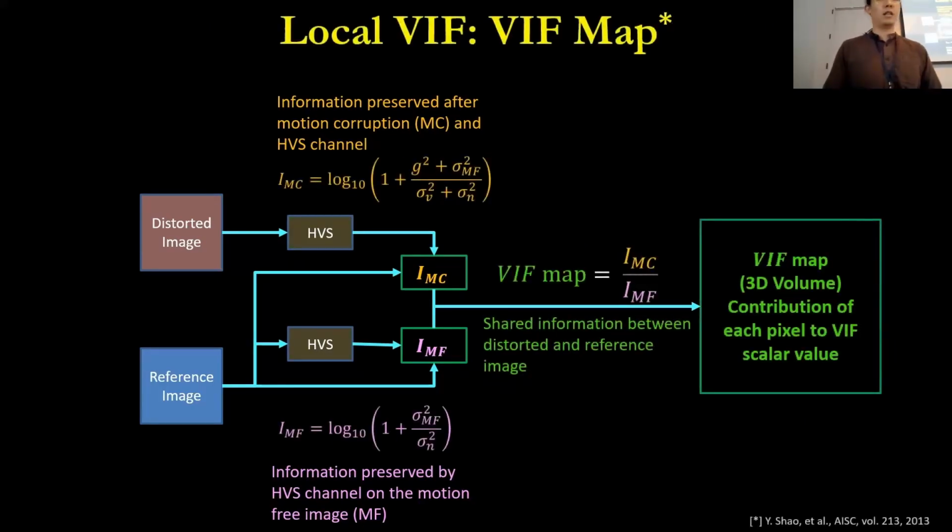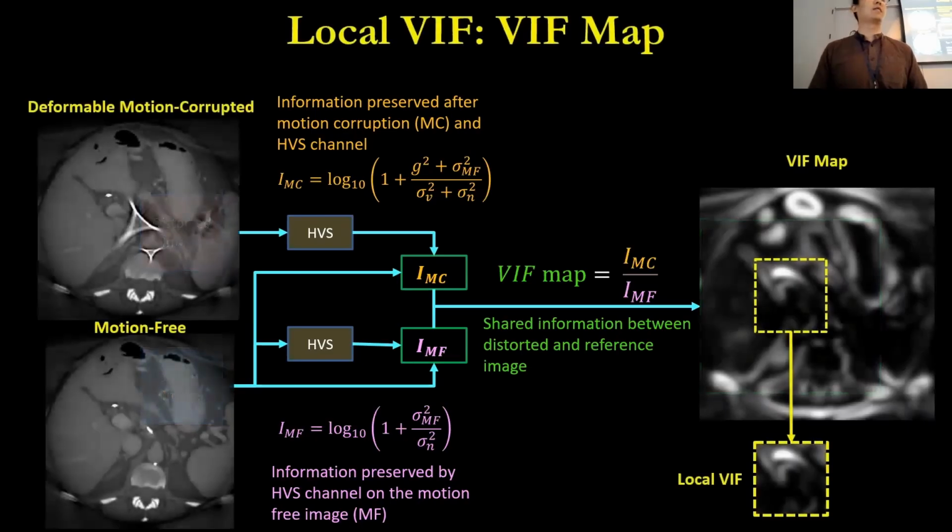Luckily, another study has shown that if we do not sum all the pixels throughout the calculation of VIF, then we can actually preserve the spatial information. Therefore, we can get a VIF map indicating the contribution of each individual pixel to the final VIF scalar value. So put into the context of cone beam CT, you can see here we have a deformable motion-corrupted image with its corresponding motion-free reference image. And on the right, we have the VIF map calculated using this pair. If we want any local similarity information, we can simply crop out an ROI from this VIF map.